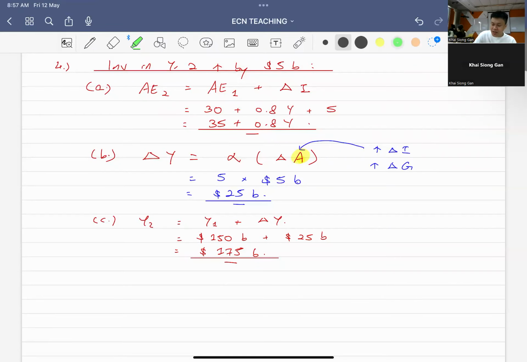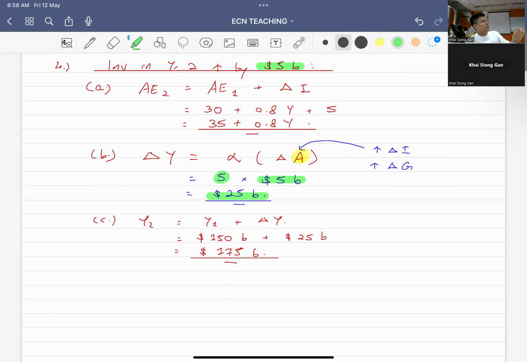You see, how much is the increment of investment here? 5 billion, right? Okay, 5 billion. But with this multiplier of 5, what do you see? The increase in the total output is how much? 25 billion. 5 billion is being invested, but the increment of the output is 25 billion. That is what we call the multiplier effect.